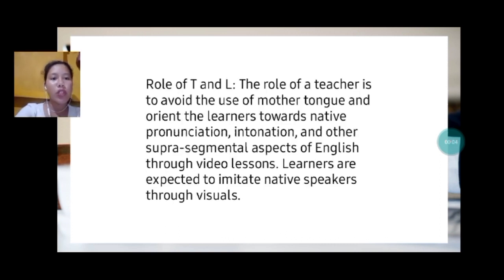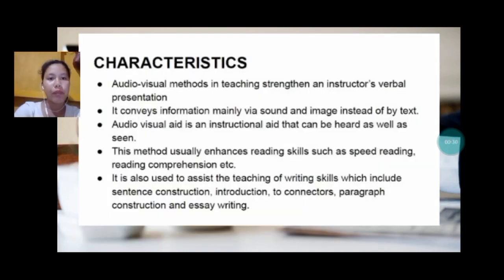The role of teacher and learner. The role of the teacher is to avoid the use of the mother tongue and orient the learners towards native pronunciation, intonation, and other suprasegmental aspects of English through video lessons. Learners are expected to imitate native speakers through visuals.